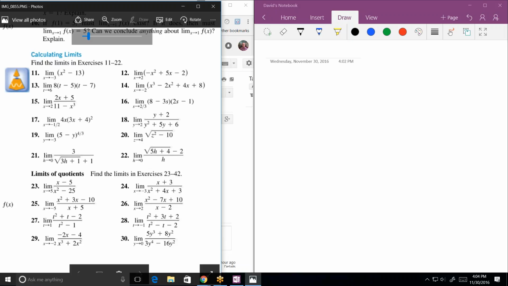16 is going to produce a number. 17 is going to produce a number. 18 is going to produce a number. So far we haven't found any tough ones. 19 is going to produce a number, but what do you get with 19? So it'd be 5 plus 3 to the 4 divided by 3. What is that? How do you do 8 to the 4/3 power?